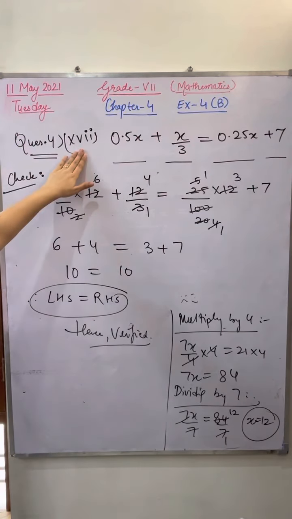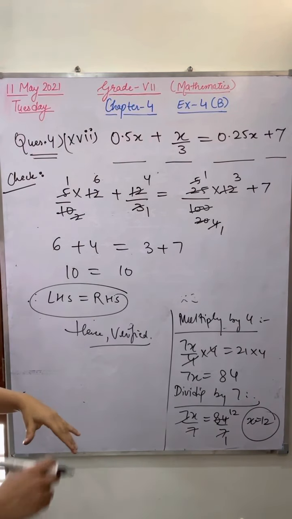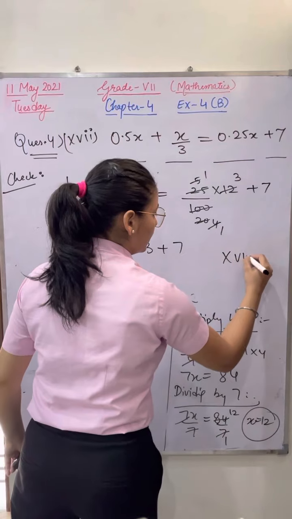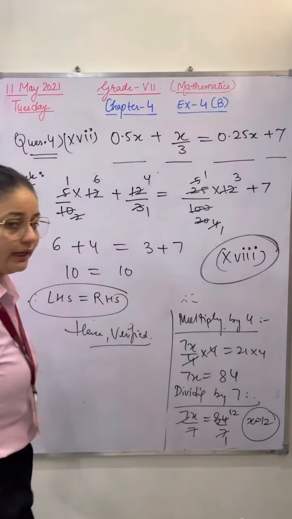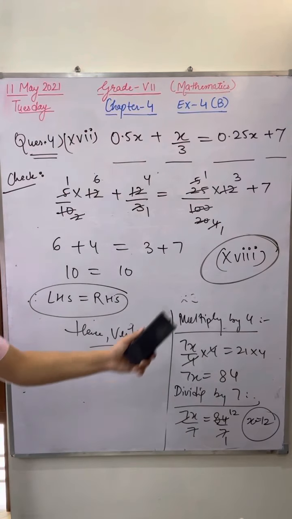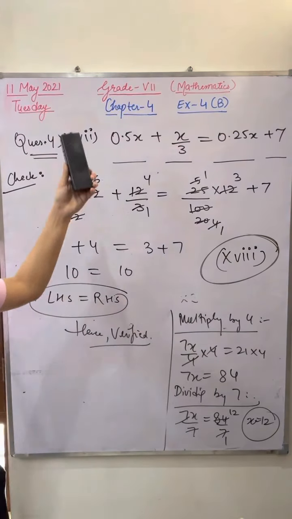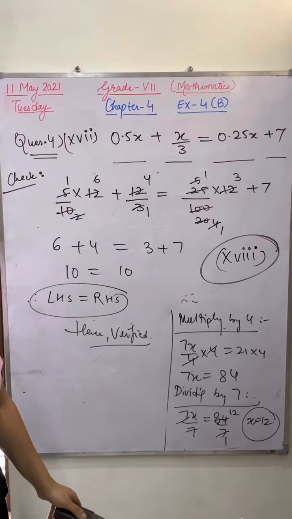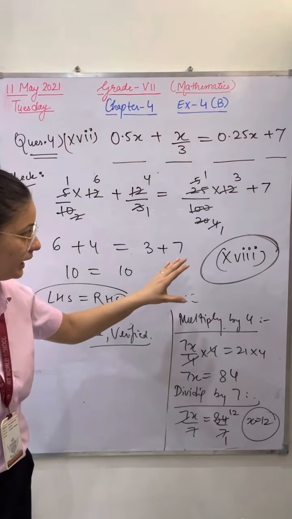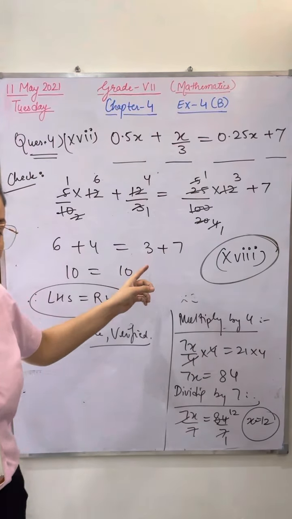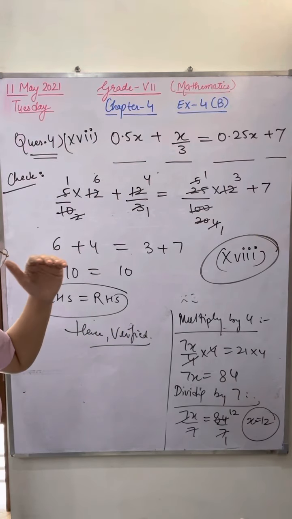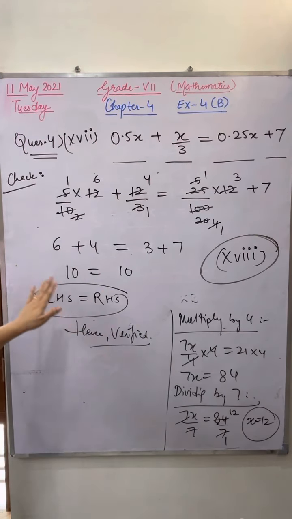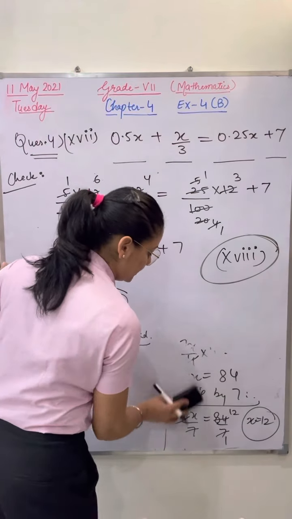This is the 17th part. The 18th part is again based upon the decimal. Quickly mark the 18th part for the homework. I am giving you the 18th part for homework. Again, it is very easy. It is based upon decimals, but the concept is the same. If you have missed any step, please go through the video once again.